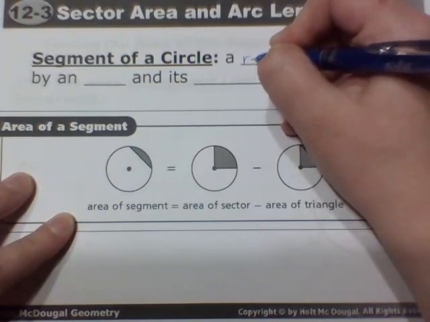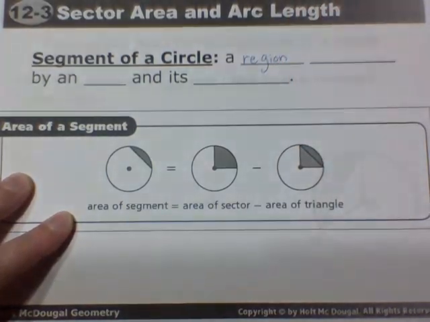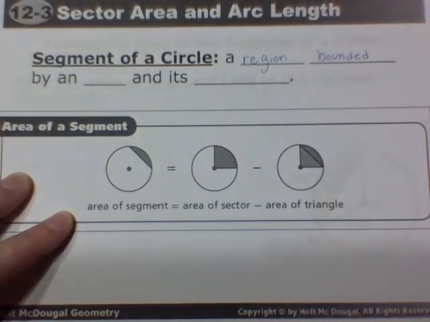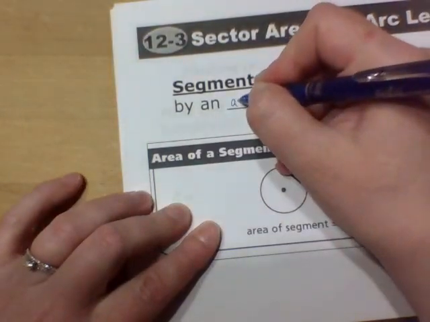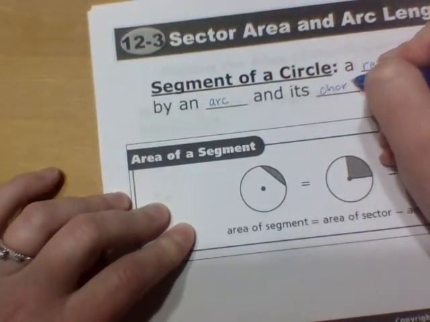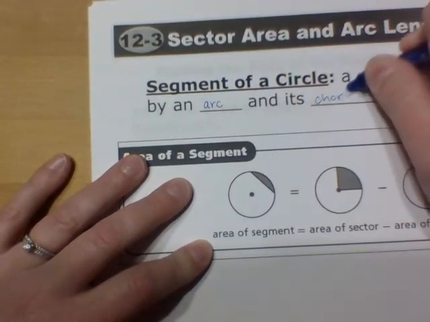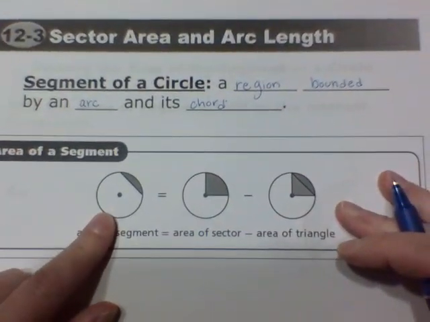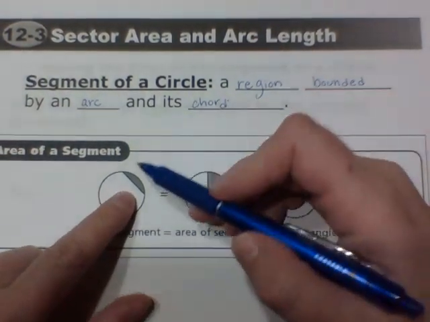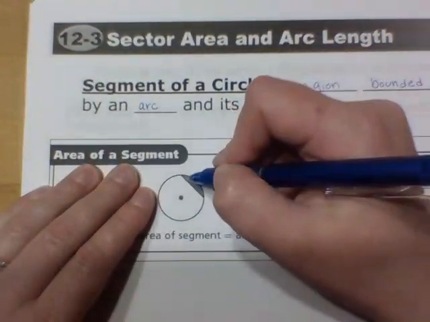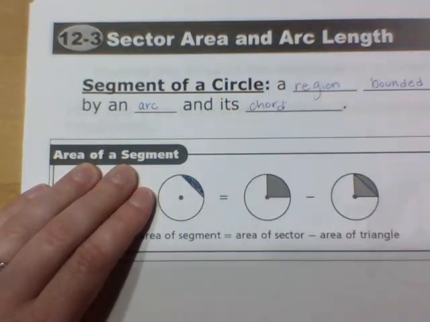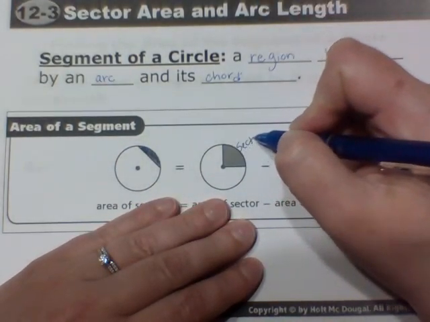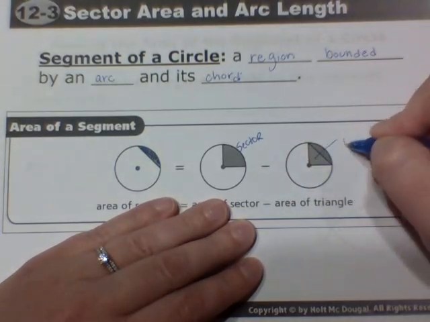region bounded, just means surrounded, by an arc and its chord. Oops, that's chord. Okay, so that means that the segment of your circle is this guy. And so in order to get it, we're going to take the sector and subtract the triangle.